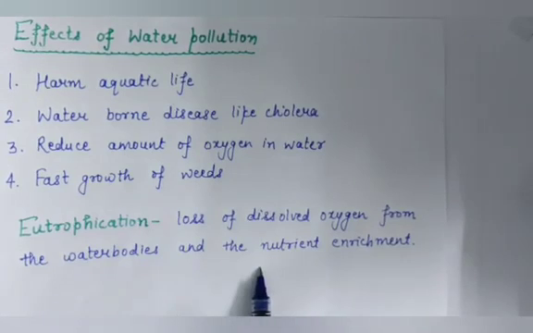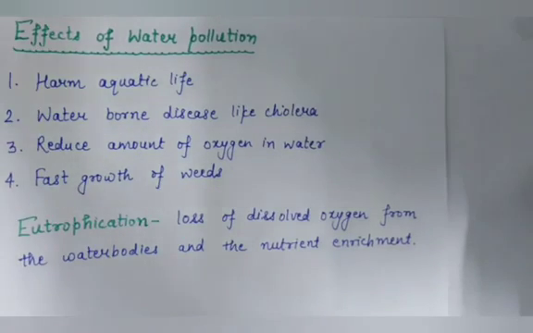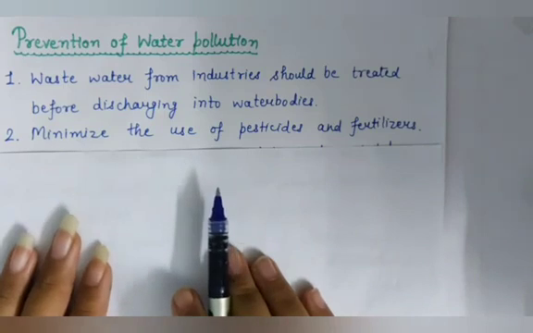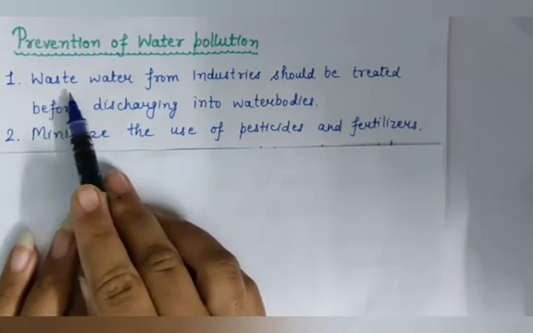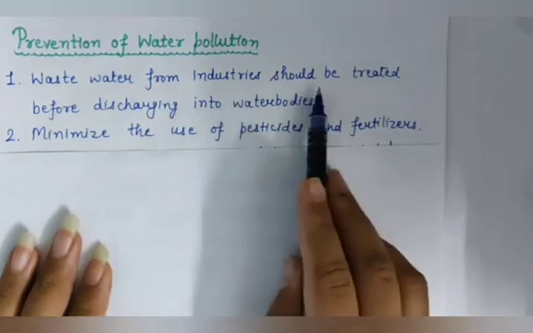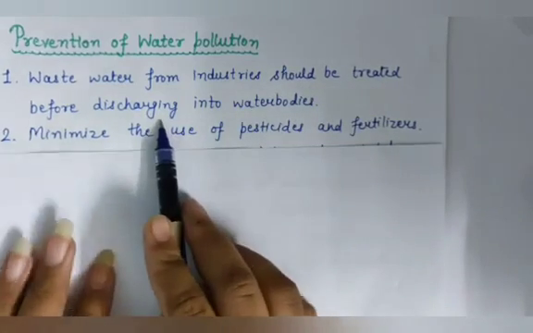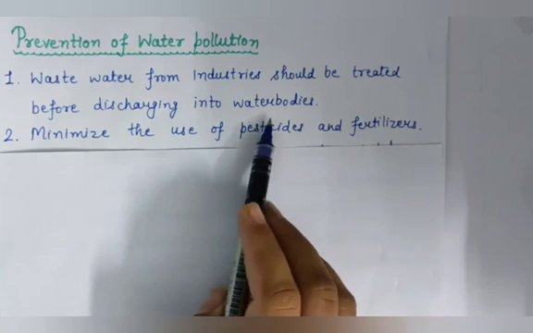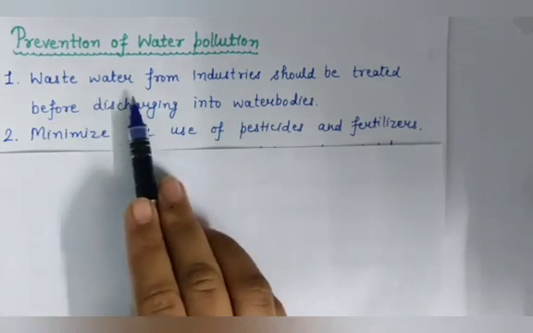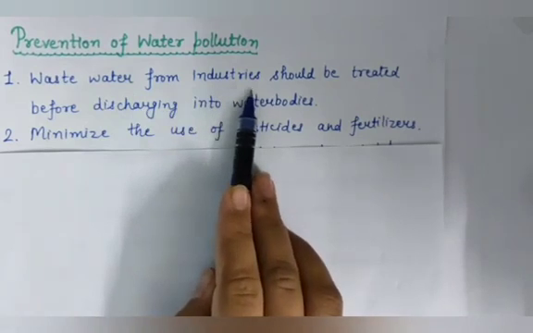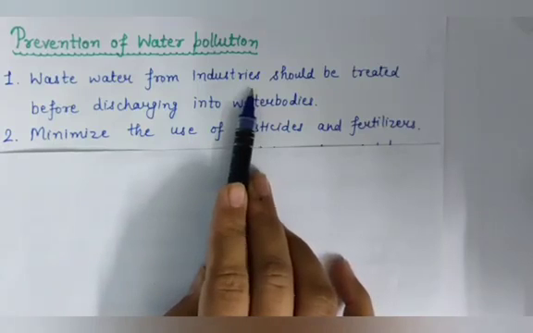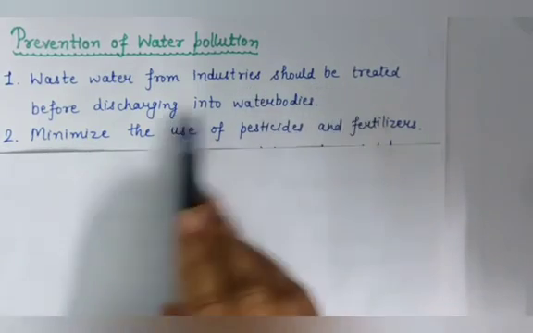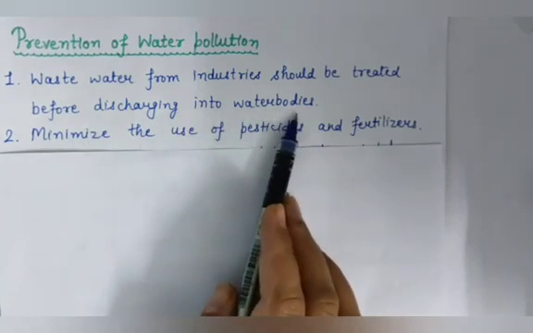Now, how can we prevent our water from getting polluted? Means now we will study some ways by which we can prevent water pollution. First way, wastewater from industries should be treated before discharging into water bodies. Means the wastewater coming from industries is a major source of water pollution. So it should be treated before discharging into water bodies.